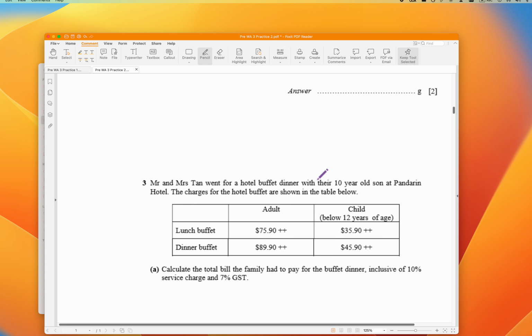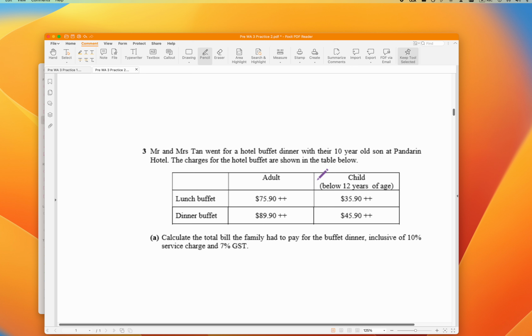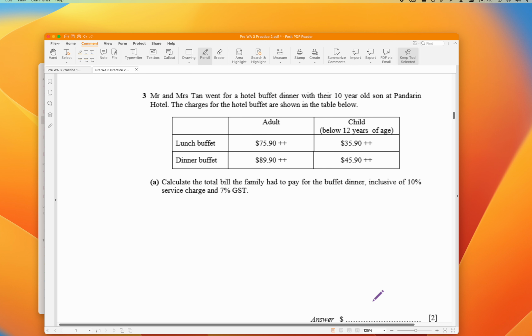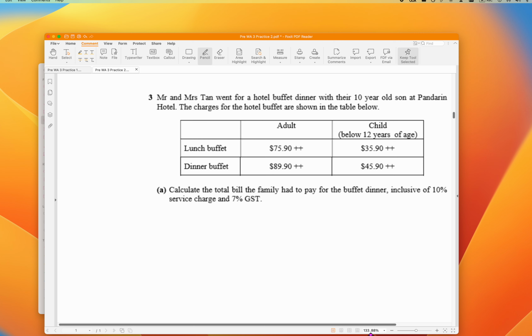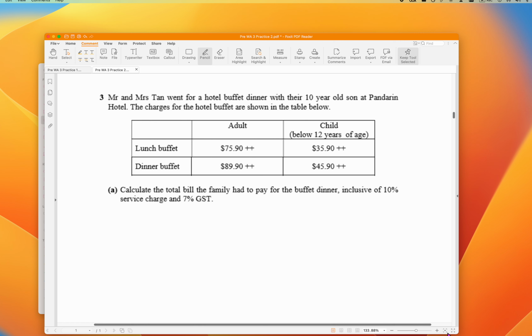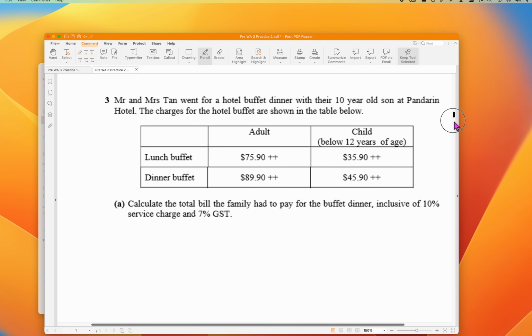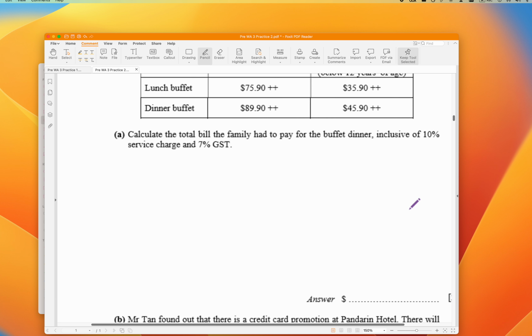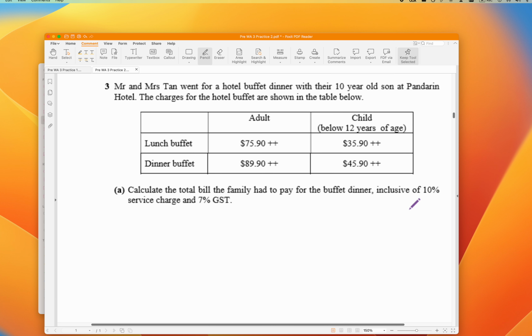Okay. So now I'm going to test you the other one. Yep. Percentage. This one. Cannot see? Yeah, so just calculate, yeah. Still cannot see? Can. I'm reading. Okay.